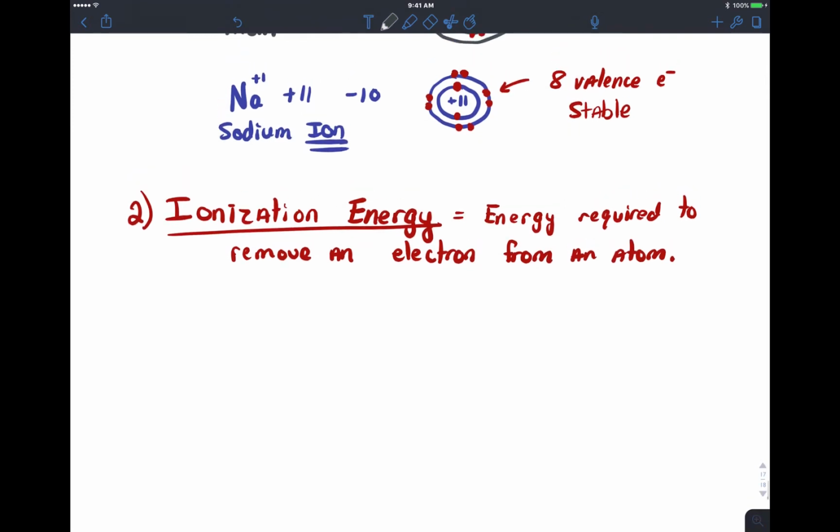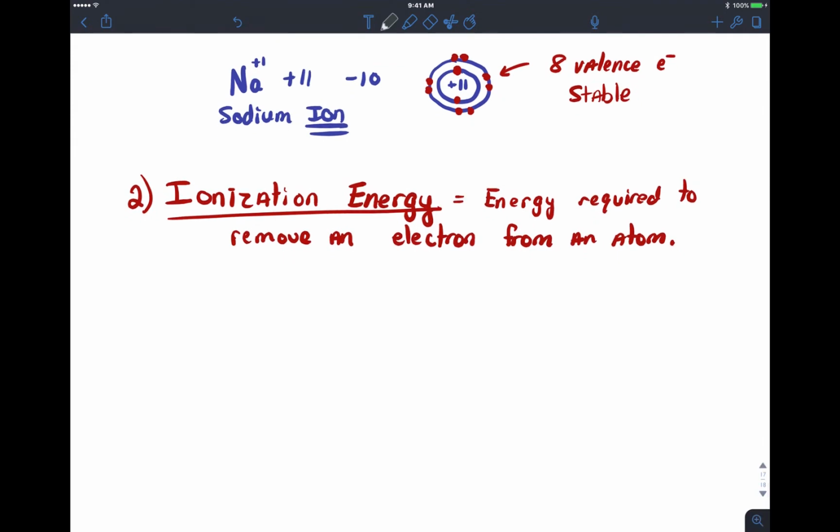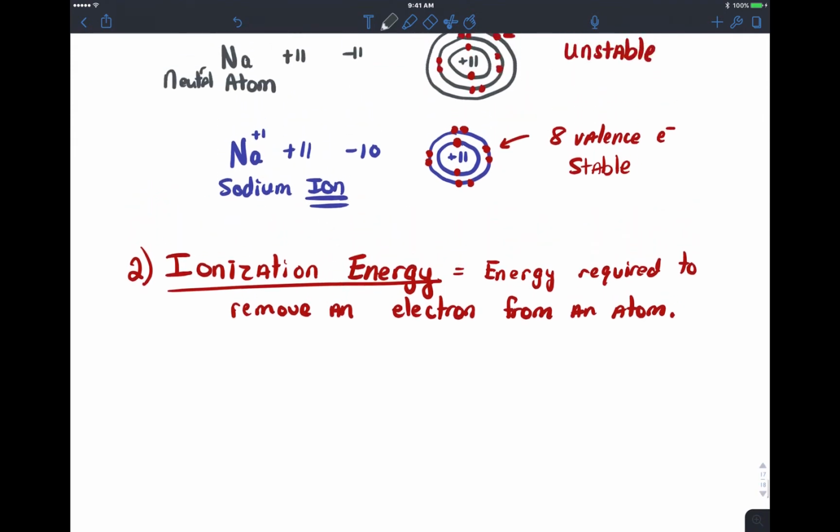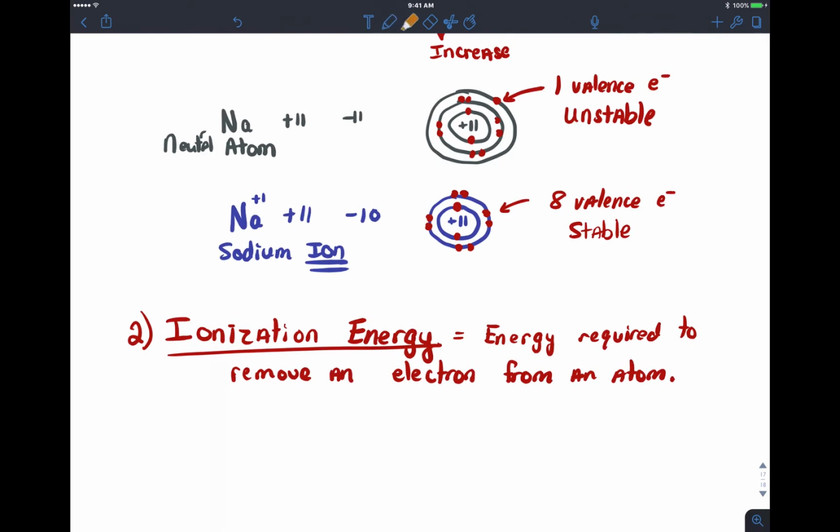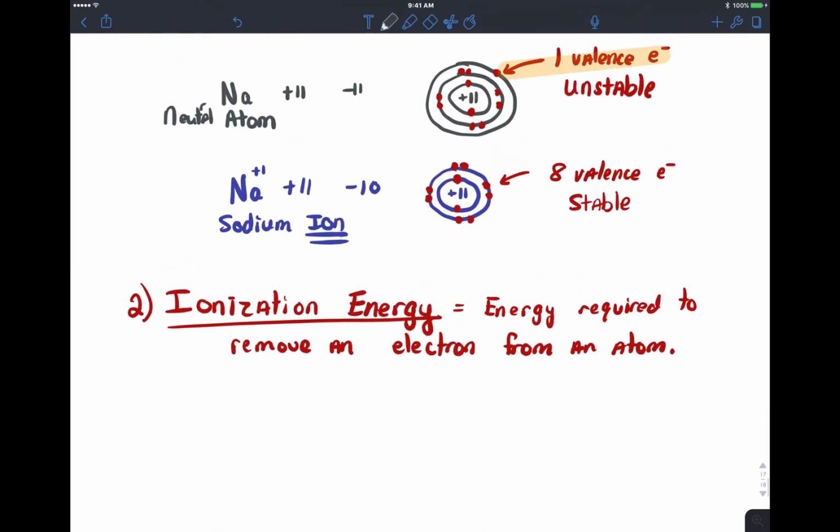If we remove that outermost electron, there's a certain amount of energy that's needed to pull that 1 electron away. That 1 electron is not just going to fall off on its own. Okay, there is some attraction that is occurring between that nucleus and that outermost electron. That's what's keeping it there. It's unstable, but it's keeping it there. So how much energy is actually needed to remove that?